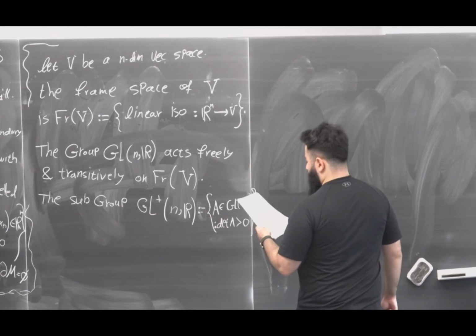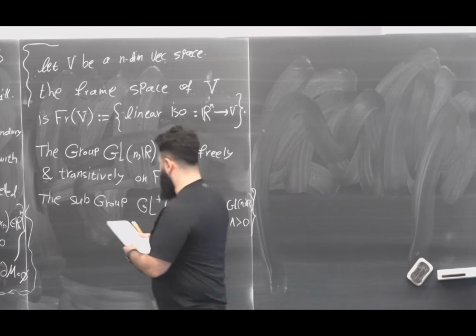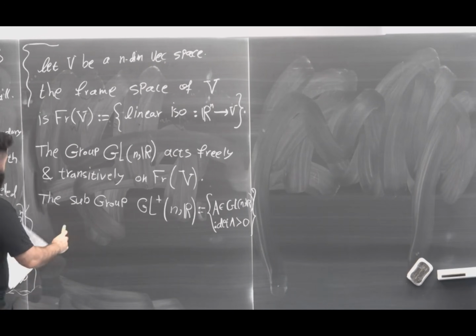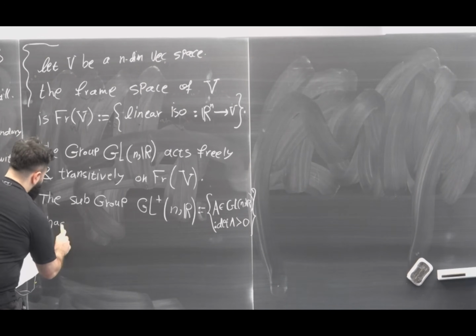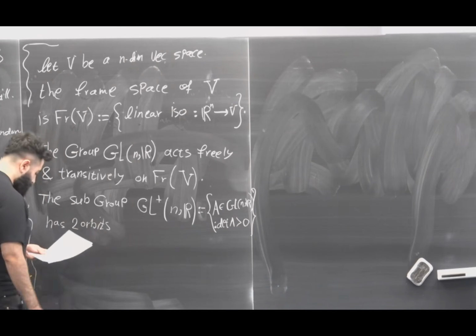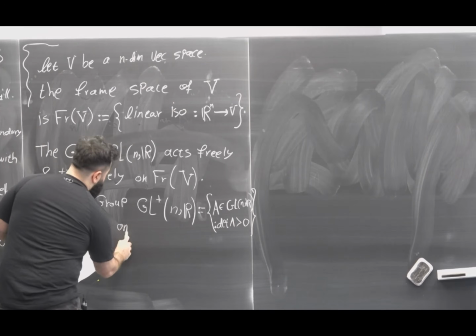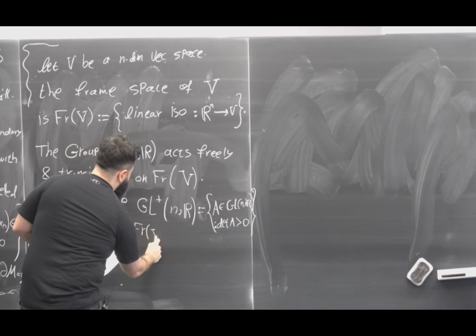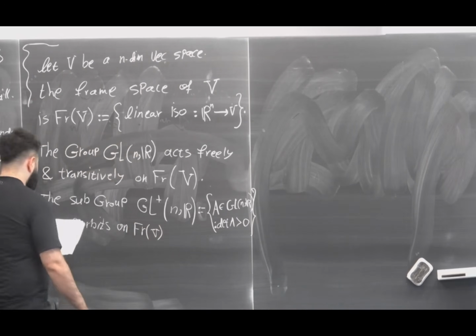Where were we? Okay, let V be this. Right, so this subgroup GL plus, which has positive determinant, has two orbits on FRV.